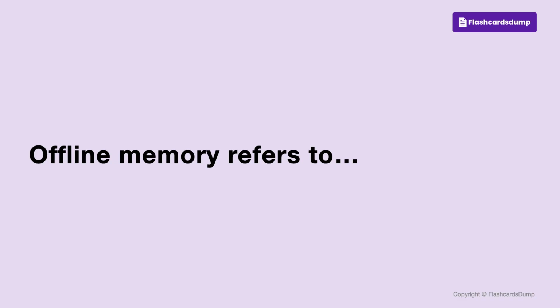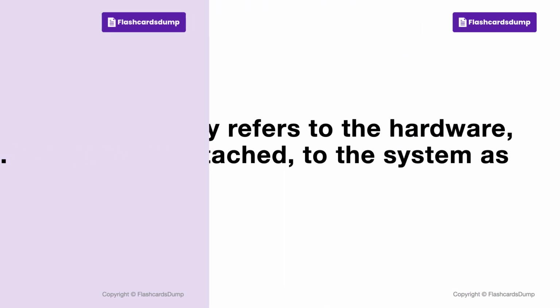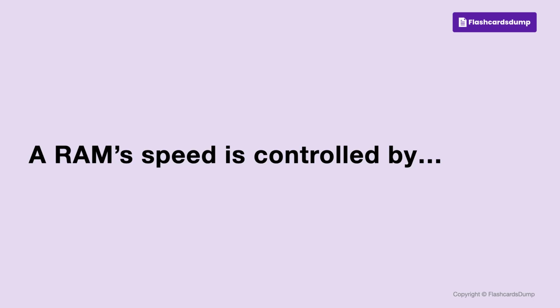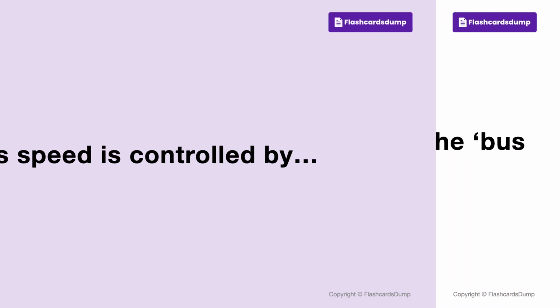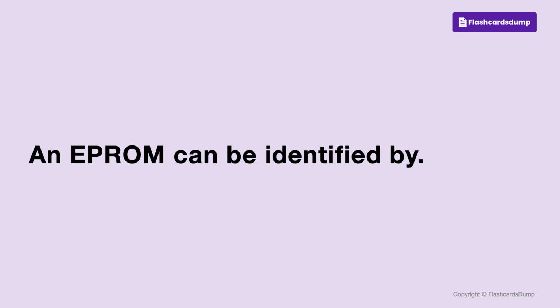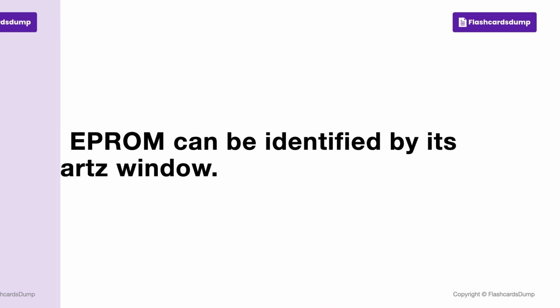Offline memory refers to the hardware that can be attached to the system as needed. A RAM speed is controlled by the bus width and bus speed. An EEPROM can be identified by its quartz window.